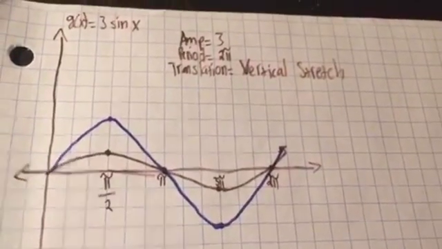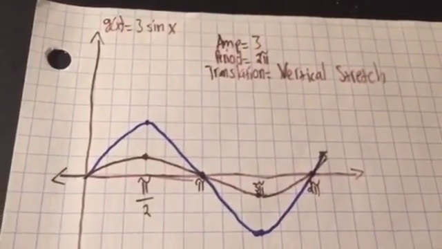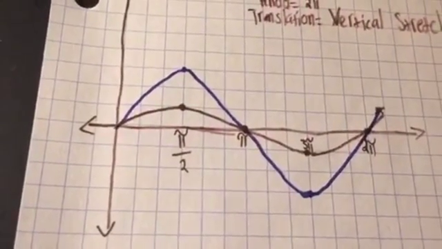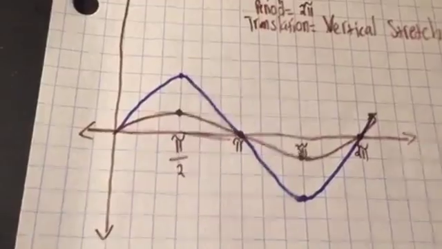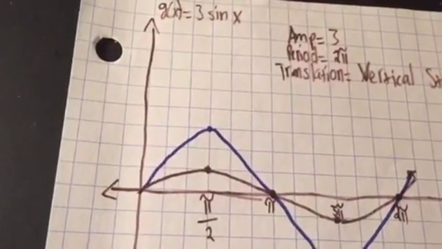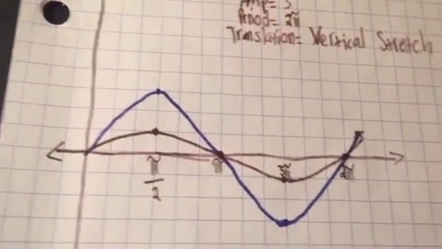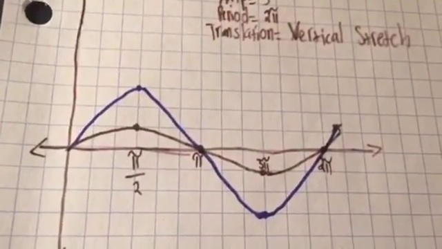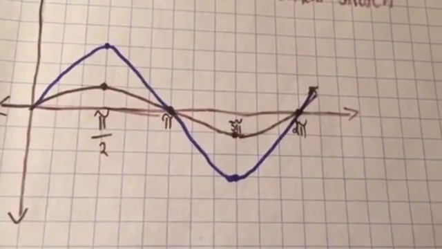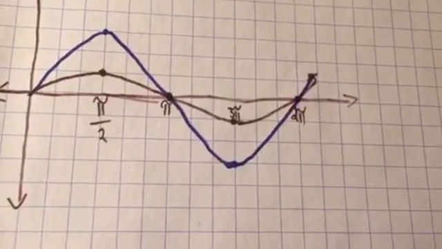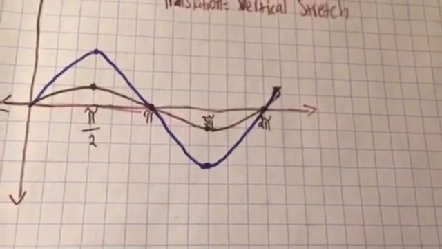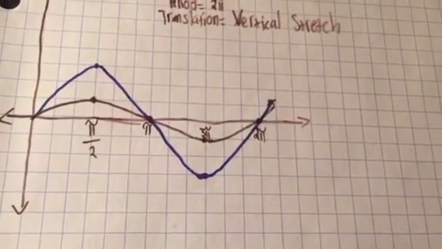Now, since the amplitude is 3, we have to take the y value of each point and multiply it by 3. So the y value of pi over 2 times 3, which is 3 times 1, is 3. So that's where the first point is, right above the top of the point right there for pi over 2. The y value for pi is 0, so 3 times 0 is 0. You keep the point as is. 3 times negative 1 for 3 pi over 2 is negative 3, so the point is all the way down there. And 3 times 0 for 2 pi, and the point will remain as is.